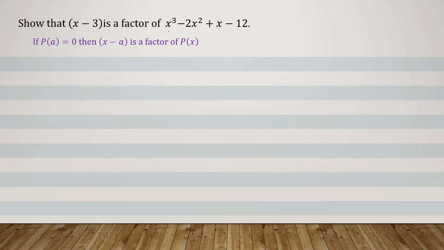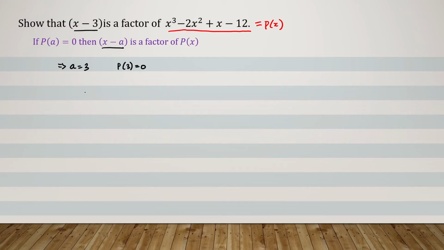So in our question, this is our polynomial. We can call that P(x). When we compare the question to the theorem, we can see that we have x minus 3 and x minus a. So this is telling us that we need to use a equals 3 in our question. So what we need to do is show that P(3) equals 0.